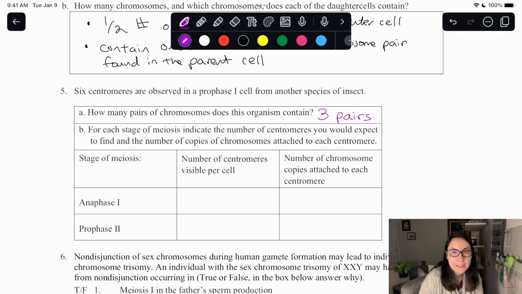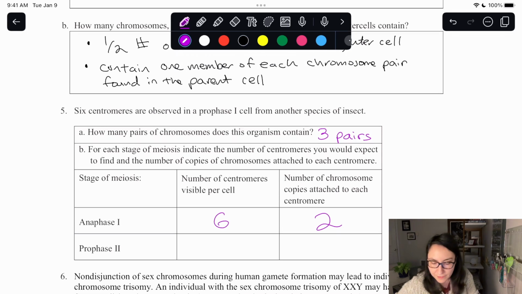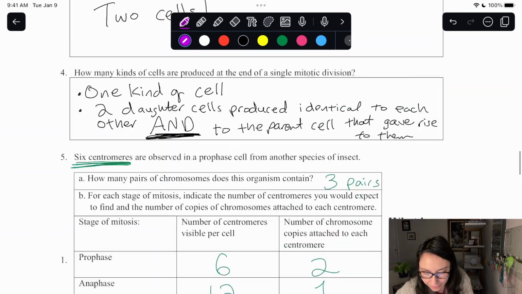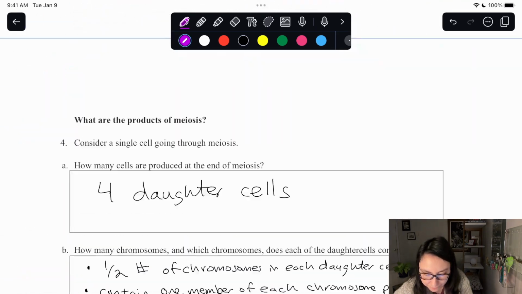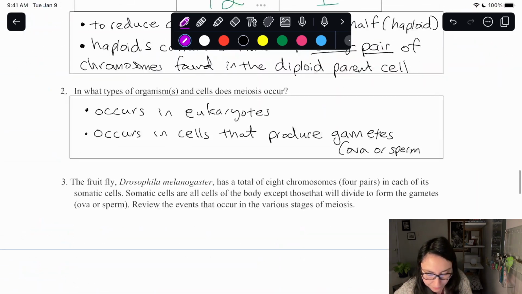Now we start to get into something a little different. Now we're going to talk about the meiosis stage for anaphase 1 versus prophase 2. The number of centromeres visible per cell will be 6 in anaphase 1, which then means the number of chromosome copies attached to each centromere is going to be 2. This is different than what we had up here. Well, not too different. Sorry, I'm skipping ahead to the next one.